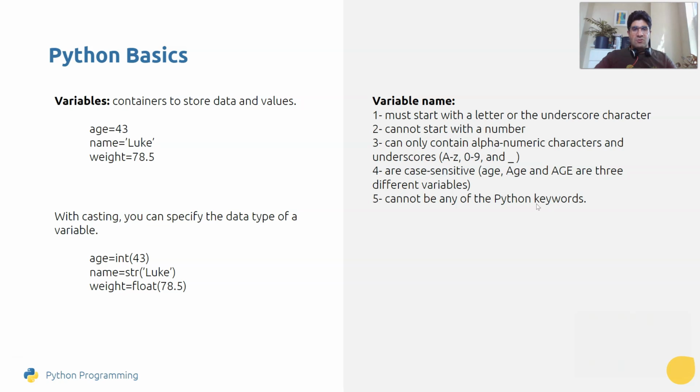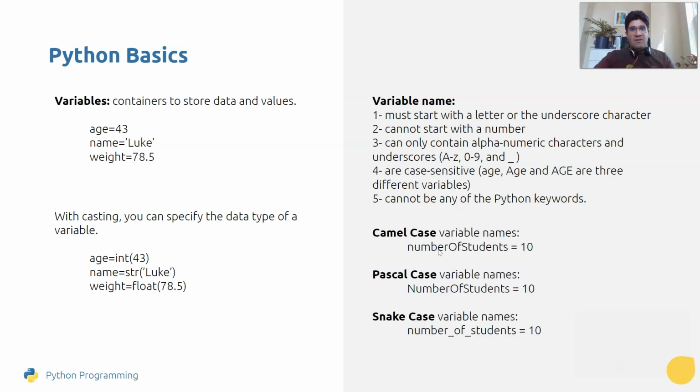We also cannot use Python keywords as an identifier. You can find the list of Python keywords on the internet. There are specific words that Python uses to do specific things, for example, return or if, for, lambda. We have a list of those keywords, and we cannot use them as an identifier or variable name.